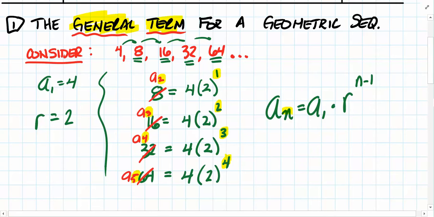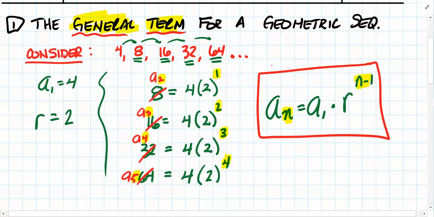So this and this, these are related to each other. This is very, very important. This is the general term, or I also call this the fast forward formula for a geometric sequence, and we want to make sure that this is in our notes.